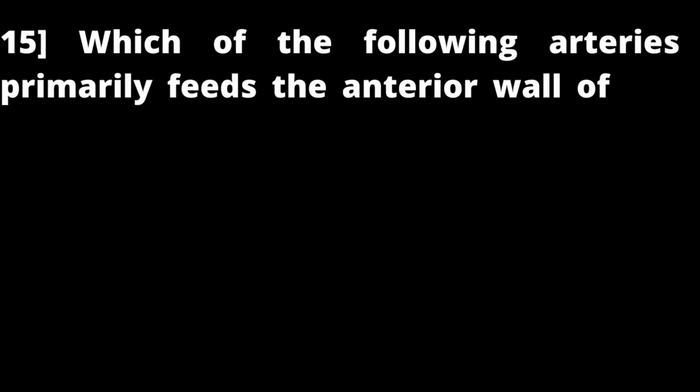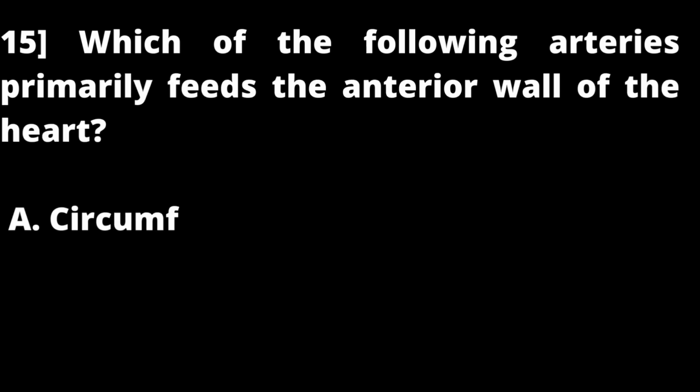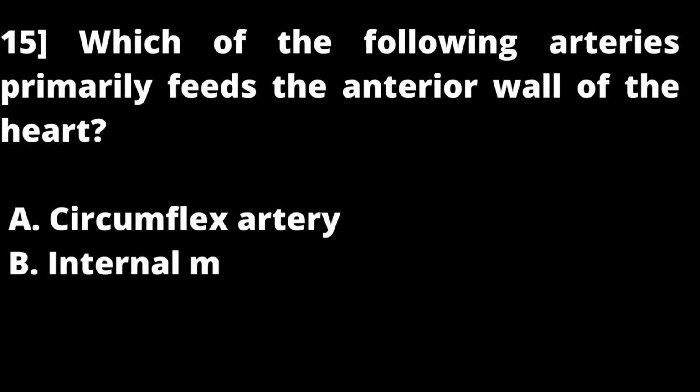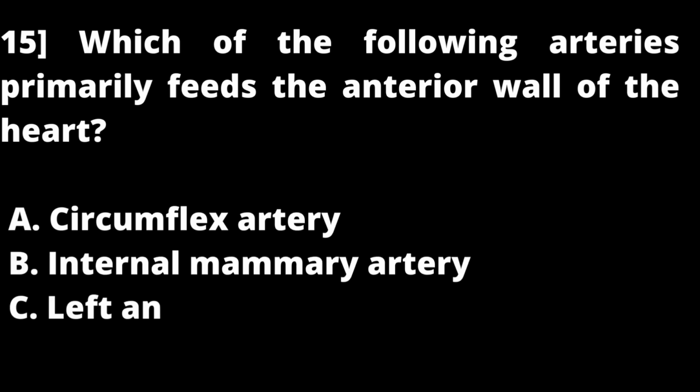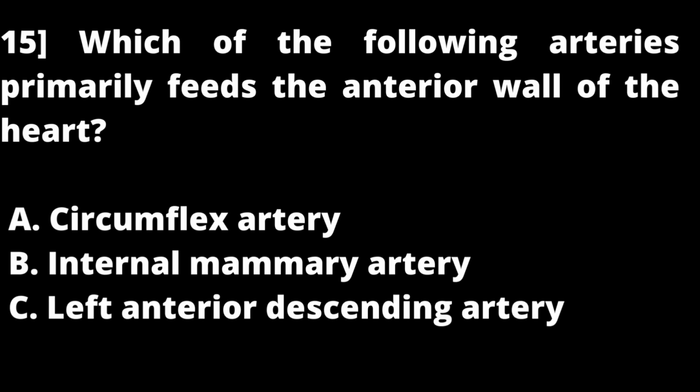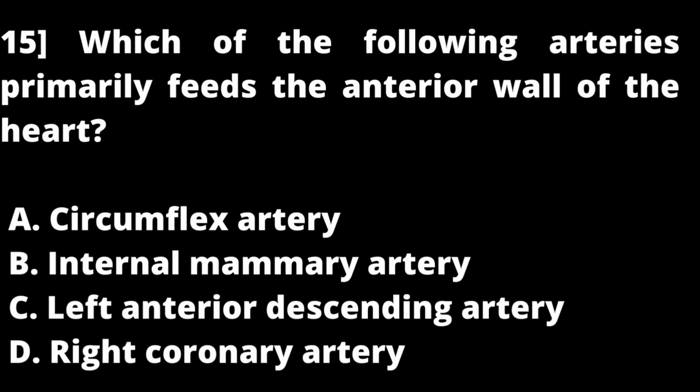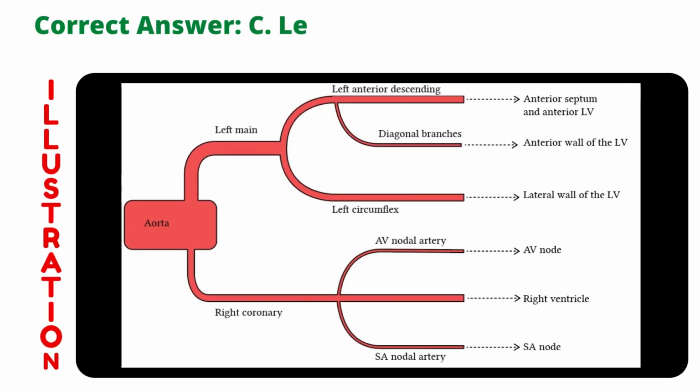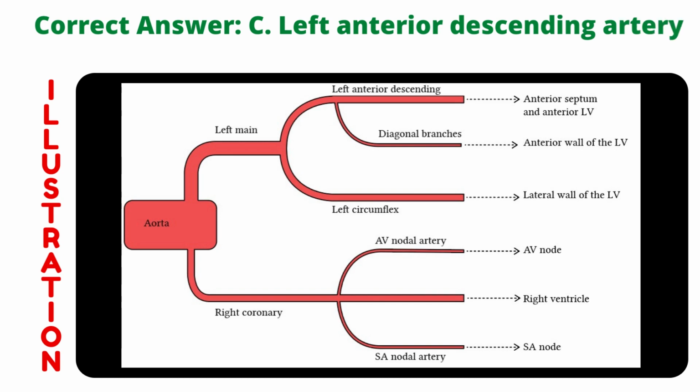Question number 15. Which of the following arteries primarily feeds the anterior wall of the heart? Option A, circumflex. Option B, internal mammary artery. Option C, left anterior descending artery. Option D, right coronary artery. So the right answer is left anterior descending artery. So LAD. The left anterior descending artery is the primary source of blood flow for the anterior wall of the heart.